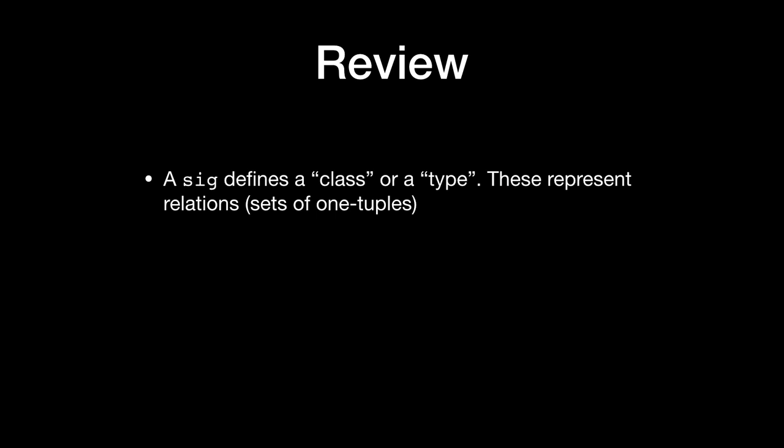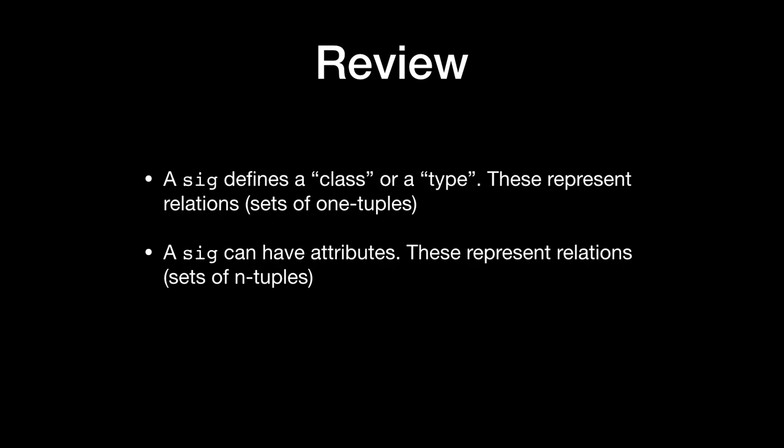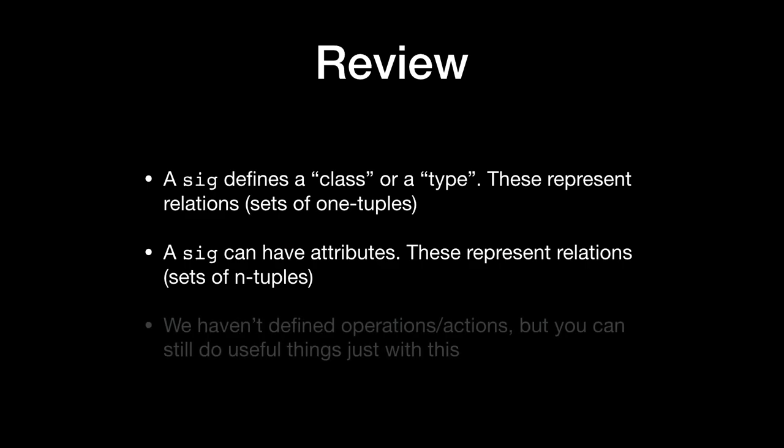All right, so let's review where we're at so far. A SIG defines a class or a type, and those represent relations, and a relation is a set of, for a SIG, a set of one-tuples, and the SIG can have attributes in it, and those represent relations where they're sets of n-tuples.